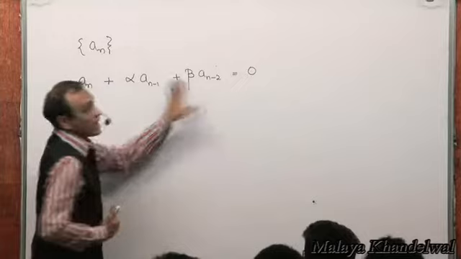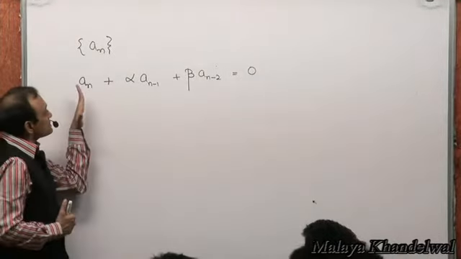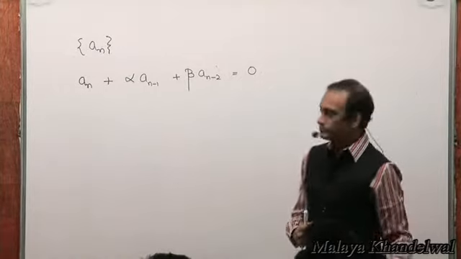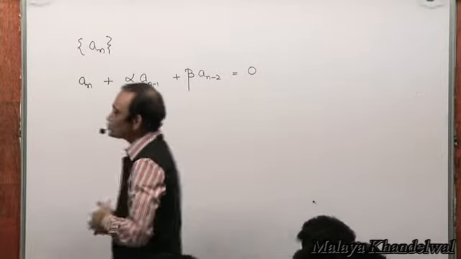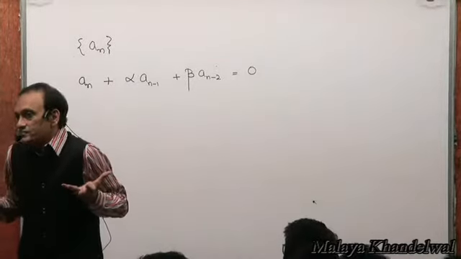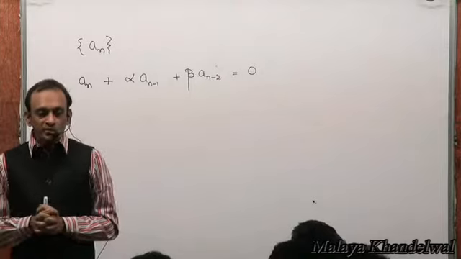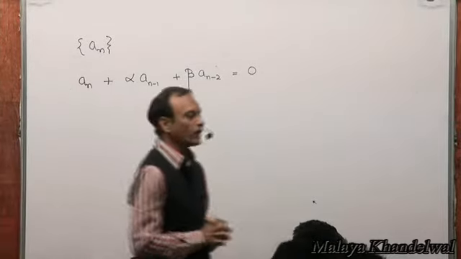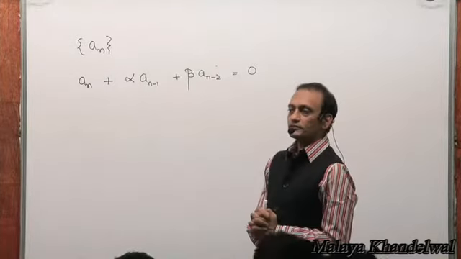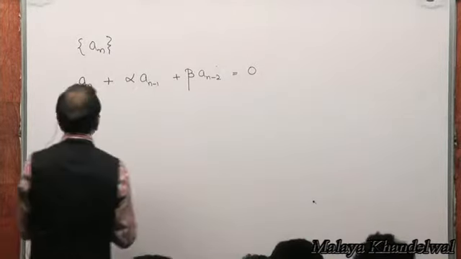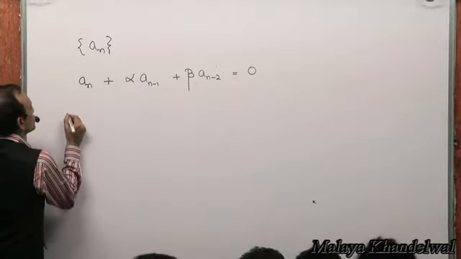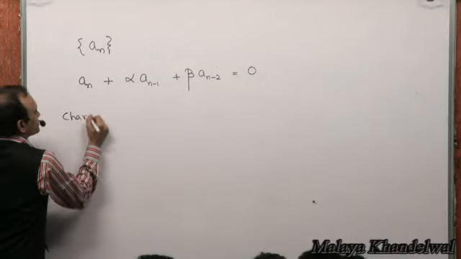So alpha, beta are constants. And if I have a sequence an plus alpha a(n-1) plus beta a(n-2) equal to 0, how do I solve for an in terms of n? Solving for n means solving for an in terms of n. Again, what I'm going to tell you will be without a proof of the result, but if you have something like this, you constitute what is called a characteristic equation.